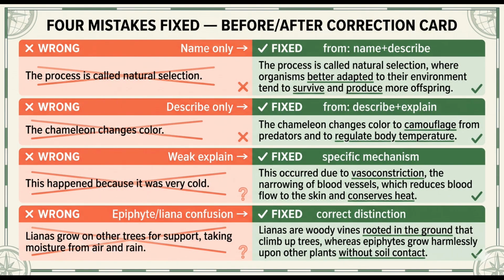4 mistakes fixed. Mistake 1, name only: the drip tip helps the plant. Fix: add the description, a long, pointed leaf tip that channels rainwater off the surface quickly.